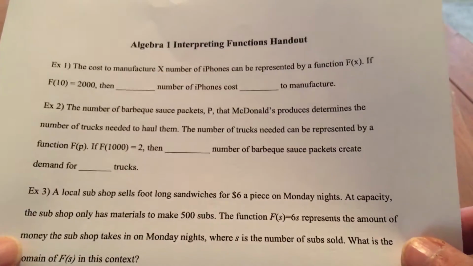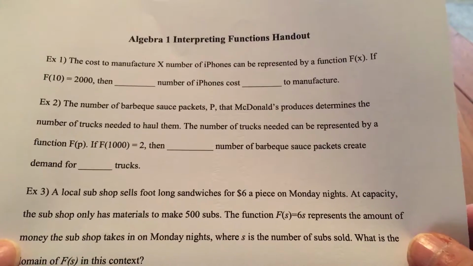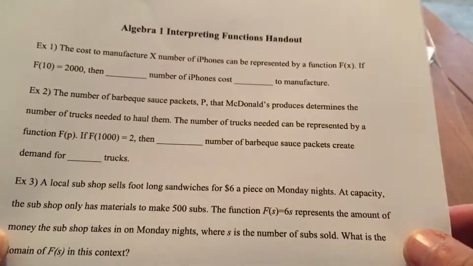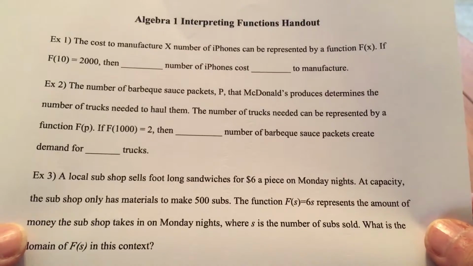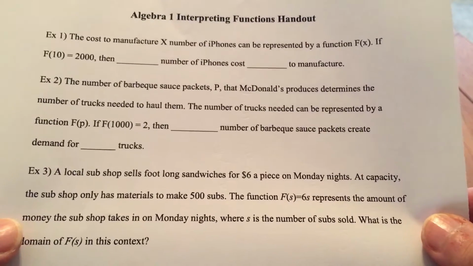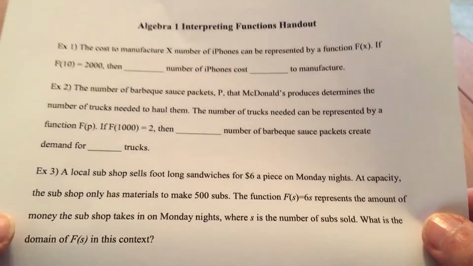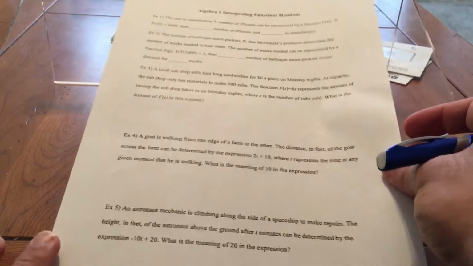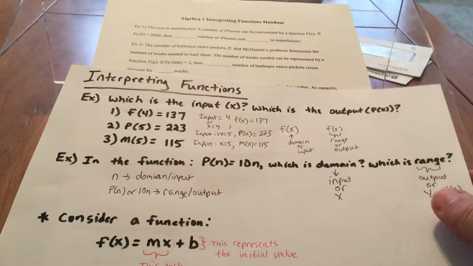All right. So in example 1, it says the cost to manufacture x number of iPhones can be represented by the function f of x. It says if f of 10 is equal to 2,000, then blank number of phones cost blank to manufacture. Notice what they're asking you in this problem is what we talked about in the previous slide: which is the input, which is the output.